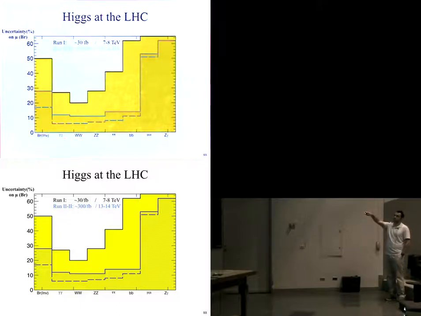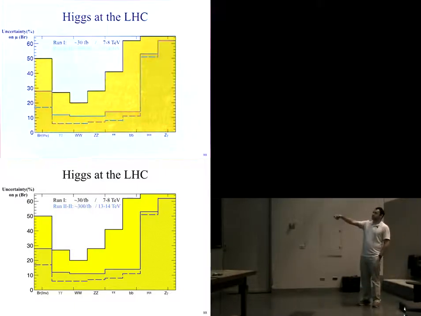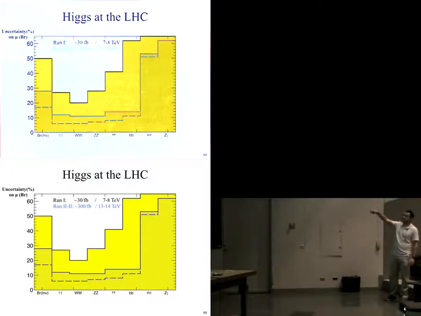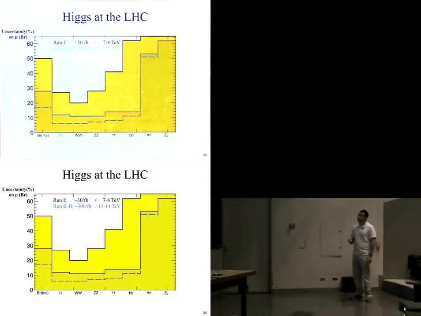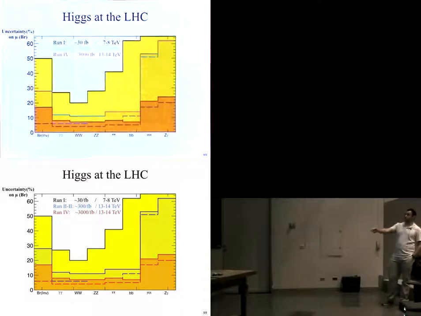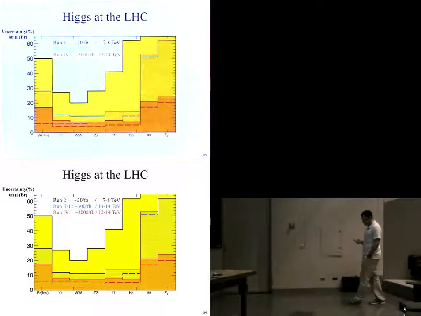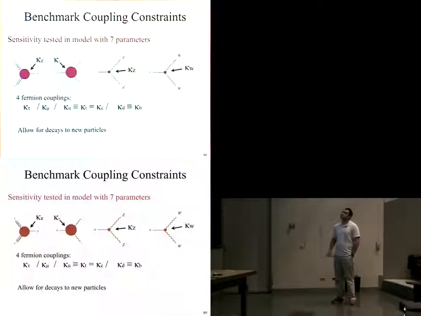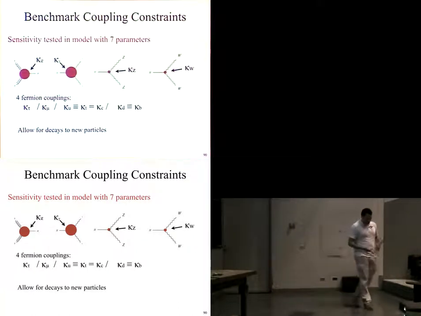Here's a projection of where we might be after the second running period, run two and three. You can see that we really improved some of these. Our precision on the photons, W and the Z improves by about a factor of two. But the things that are harder improve much more significantly. We go from like a 60% measurement of the Bs down to similar to the other precision measurements. Then by run four, this is the situation we'll be in. Again, further improvement of these, and these even rarer modes start becoming more sensitive.